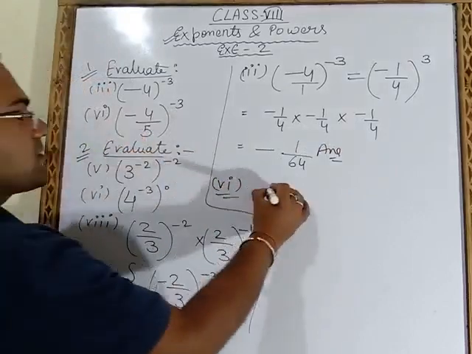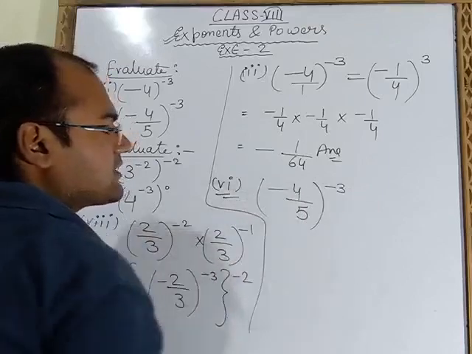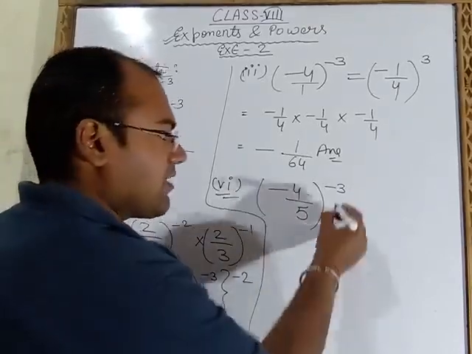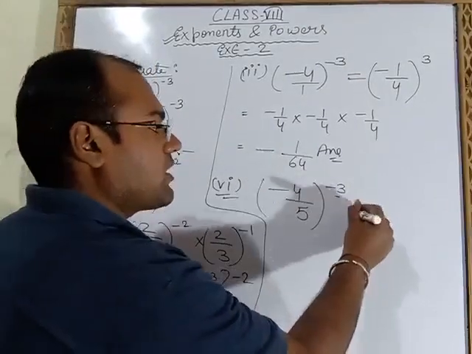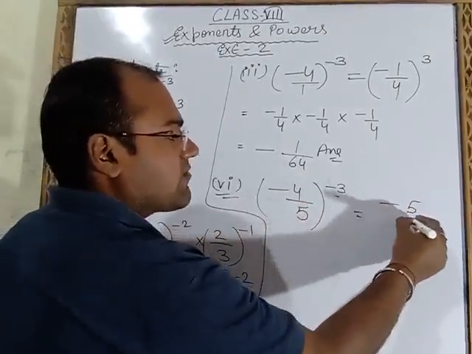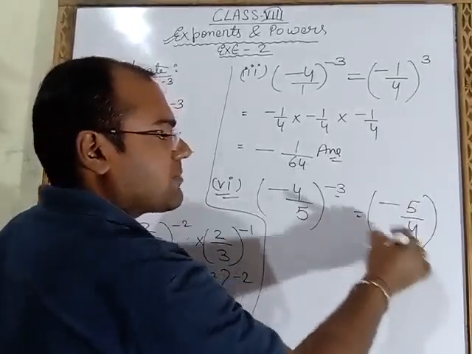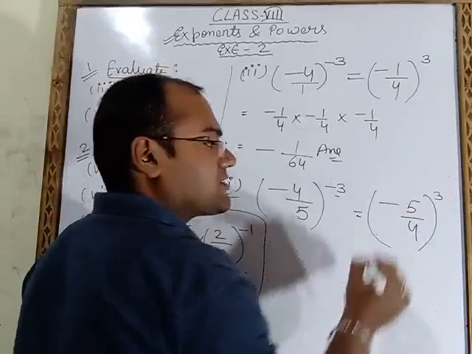Sixth part is minus 4 upon 5 whole power minus 3. Here also we have to do the same thing. Power is negative. In order to make this power positive, we will take reciprocal. Minus will be as it is. 4 upon 5 we will change and we will write 5 upon 4. Outside power will become positive now. Minus 3 was written, now we will write plus 3.